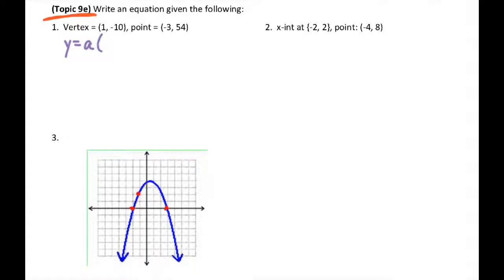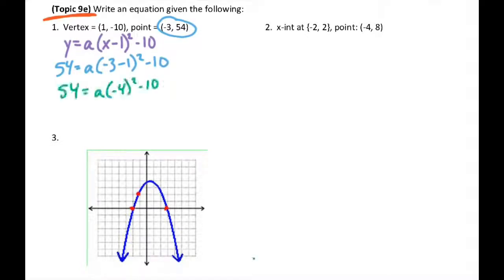y equals a times x minus h squared plus k. h is going to be your x value, and k is your y value, which is negative 10 in this case. So we've already got the bones of our vertex form. The reason that this point here is important is because we don't know what a is. a changes the steepness of it. So we're going to have to plug in the y value of 54 and the x value of negative 3 and solve for our a value.